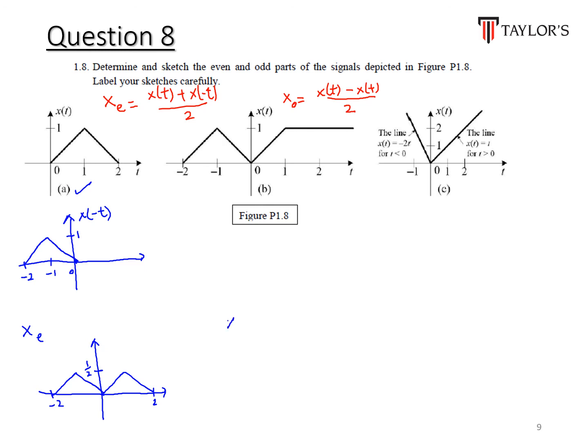How about the odd signal? The odd signal is given by x(t) minus x(-t). Alright, there's a negative here that I left out. So we draw the x(t) first, and we draw a negative x(-t), which is here. And then this again is divided by 2 for the magnitude, so it's half, and therefore here is -half. And again this is -2, and this is 2. So that is your answer for the even and odd signal.